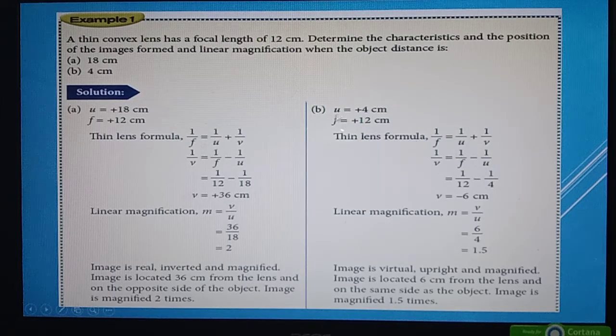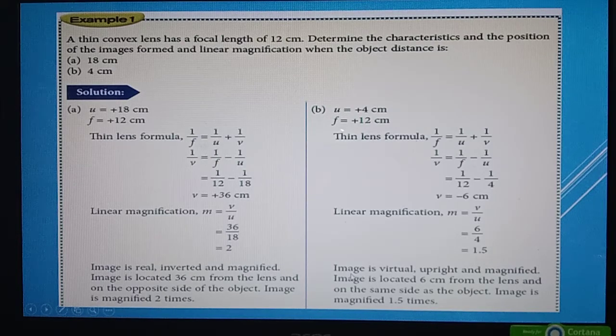Okay, part B, let's say u given is 4 cm. You calculate from here and you get v is negative 6. The negative value of v means a virtual image. For linear magnification, m is v divided by u. When you calculate linear magnification, there is no need to put the negative sign, because this is just to calculate how many times bigger. So v is 6 divided by 4, and you get 1.5.